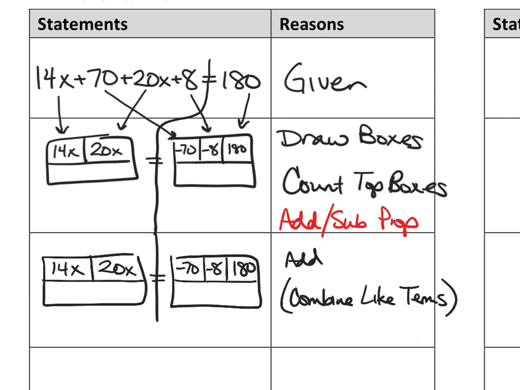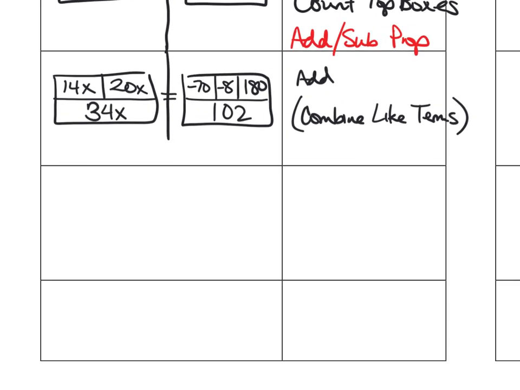When we combine like terms, 14x plus 20x is 34x. Negative 70 plus negative 8 plus 180. 102, wow. Okay, that was one step. So now we have to show the next proof in the next box. So guess what we're going to do? We're going to draw all those boxes one more time.